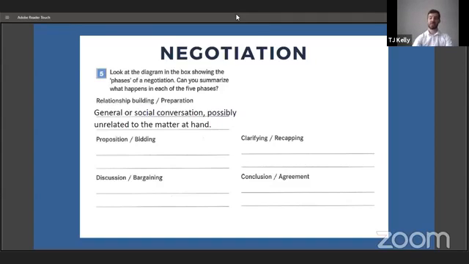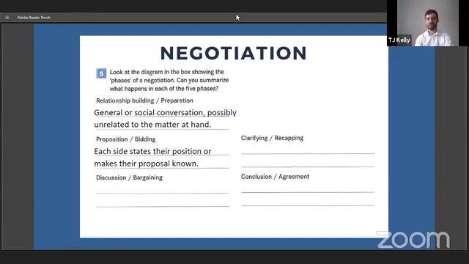So then we start with making a proposition, how you would like things if everything was going to be granted your way. You want each side to state what their position is and what they're trying to achieve, what their goal is. From here, we move on to the next phase.